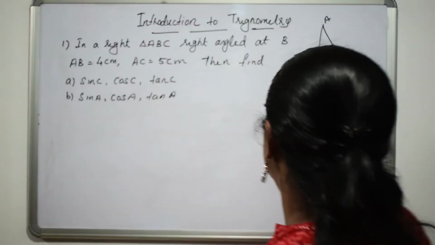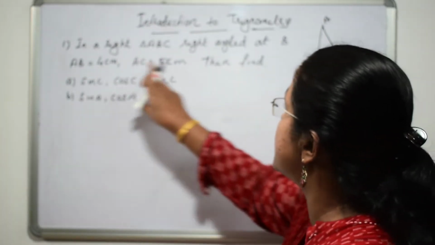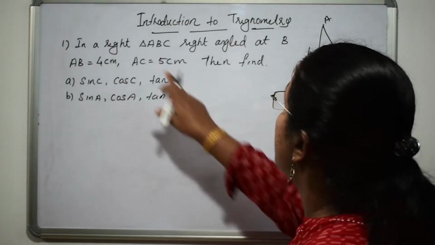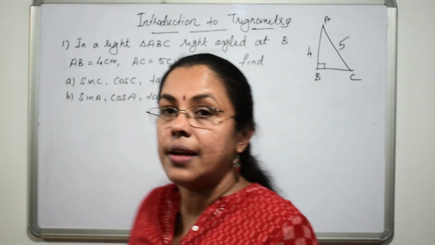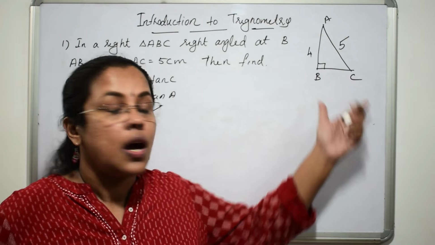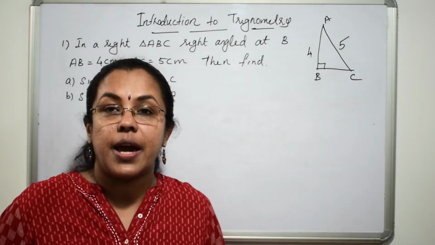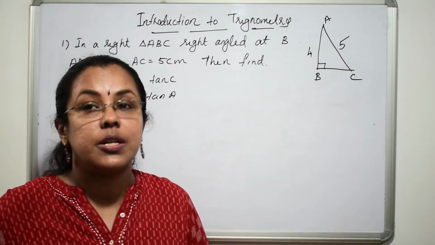First of all, draw a right triangle and write the sides. AB is equal to 4 cm, write 4 here, and AC is equal to 5 cm. In order to write the ratios, first of all we need the third side. How can we find out the third side? Since it is a right angle triangle, using Pythagoras Theorem, we can calculate the third side.